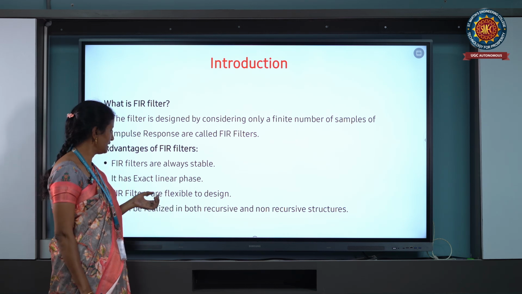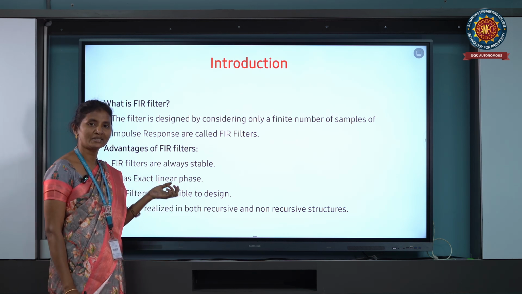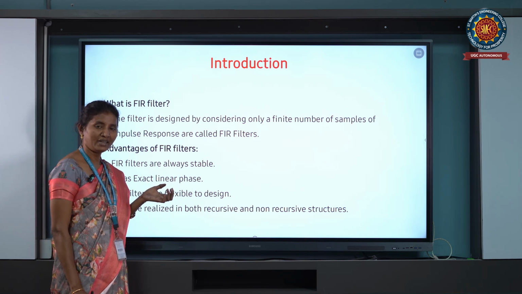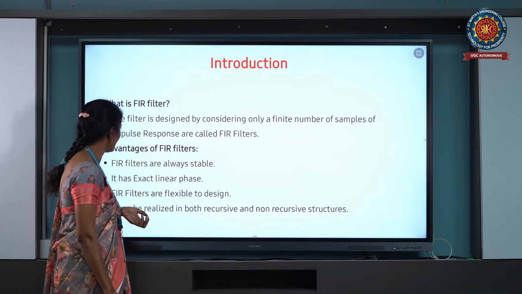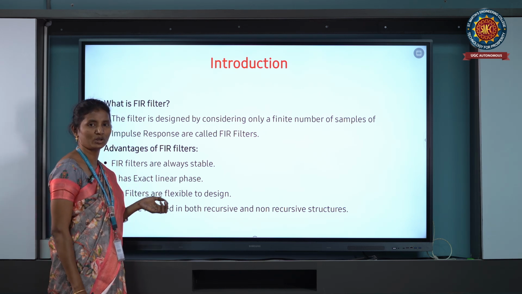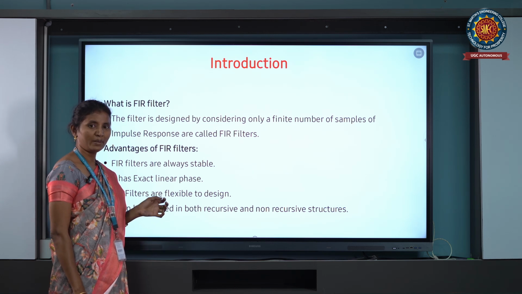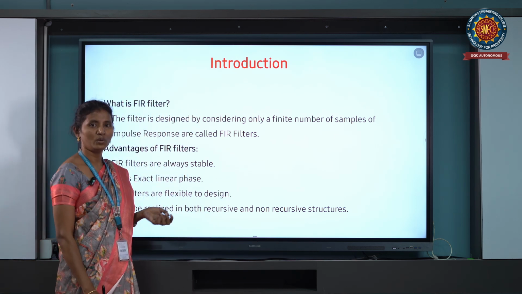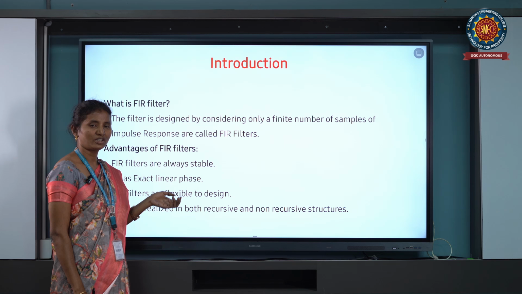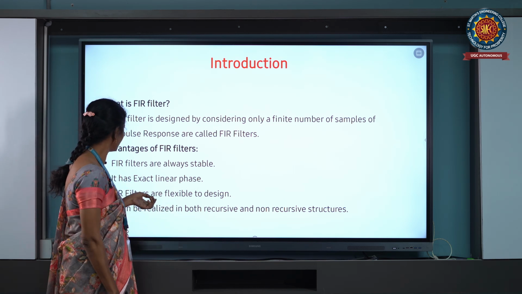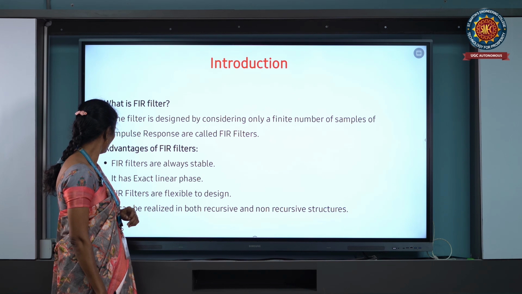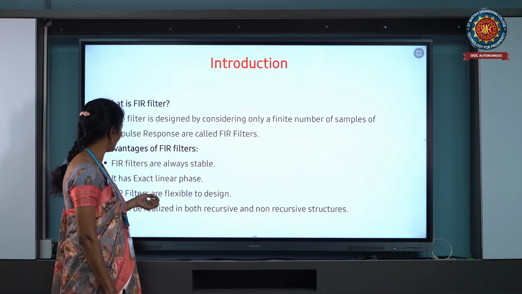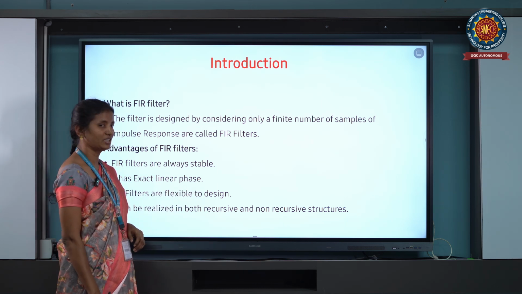That means the impulse response should follow the symmetric condition and anti-symmetric condition. The formula of the symmetric condition is h(n) = h(N - 1 - n). That is the symmetric condition. The anti-symmetric condition formula is h(n) = -h(N - 1 - n).